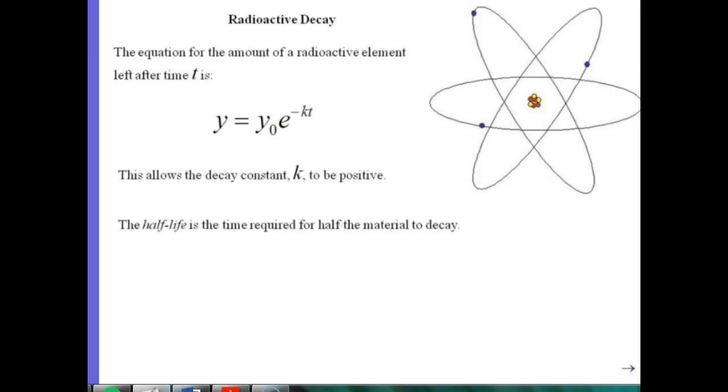So radioactive decay is the amount of radioactive element left after time t. Why is my k value negative in this problem? Because it's losing stuff. Because it's decay, because it's going down. So the k value will be negative. The half-life is always going to be represented by the equation time equals the natural log of 2 all over k.